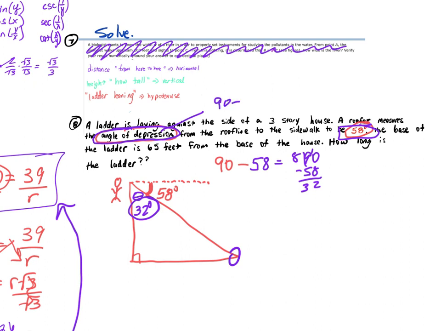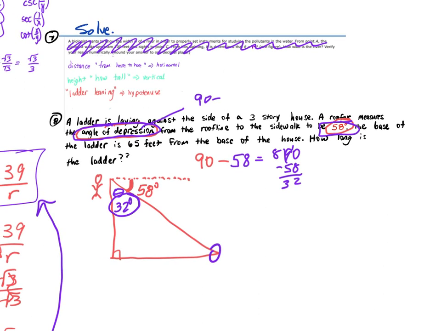Now think about the rest of the information they gave us. It says the base of the ladder, the ladder's over here, is 65 feet from the base of the building. Do you see how they use the word base? From here to here is 65 feet. So what are they talking about, the horizontal part or the vertical part? Horizontal. And then the question is, how long is the ladder? So what am I looking for in this case? The vertical, how tall is the building? Or how long is the ladder? The length of the ladder. We're looking for my hypotenuse.